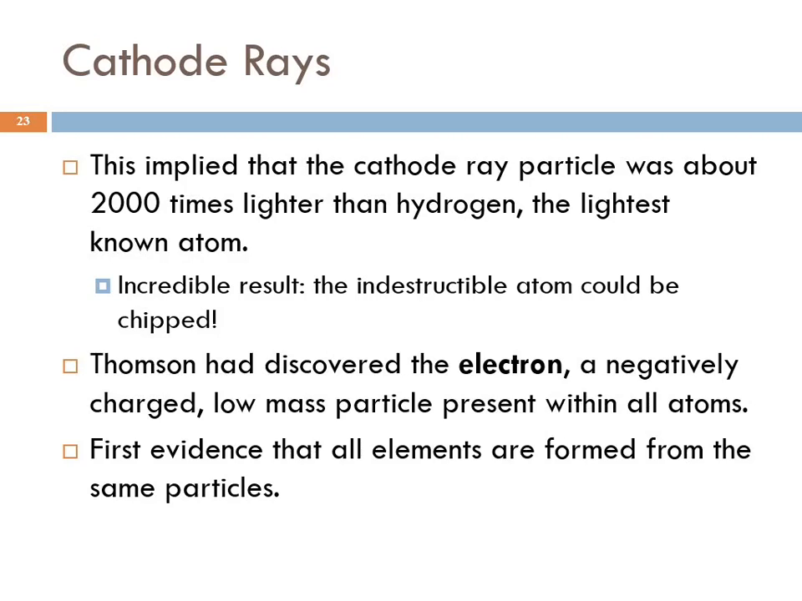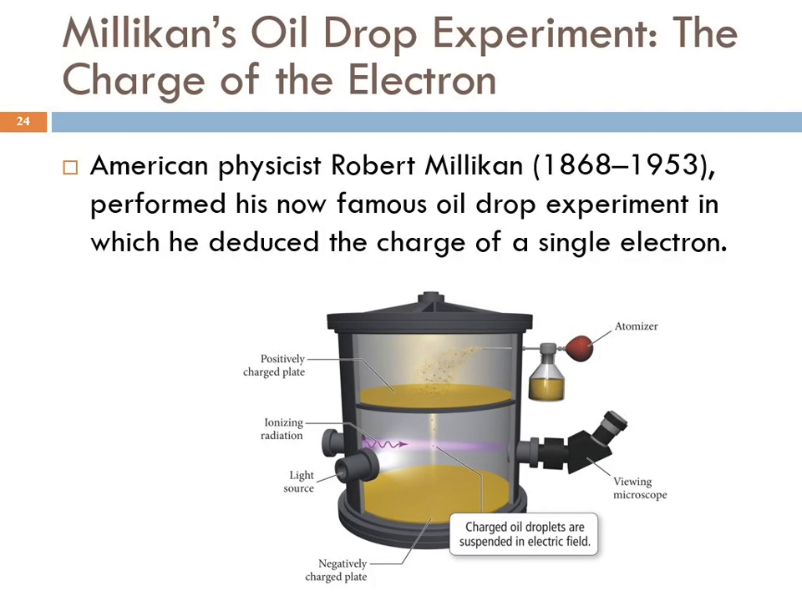So this then gives us problems with the idea that an atom is indestructible, because here we just made particles that are smaller than atoms. So what's up with this? Thomson had discovered the electron. Electrons are small, negatively charged particles, very low mass, and they are present within all atoms. So this was the first evidence that all elements are actually composed from the same particles. All atoms contain electrons.